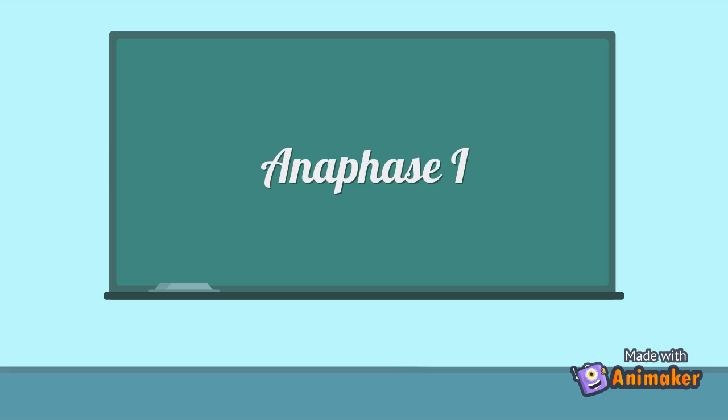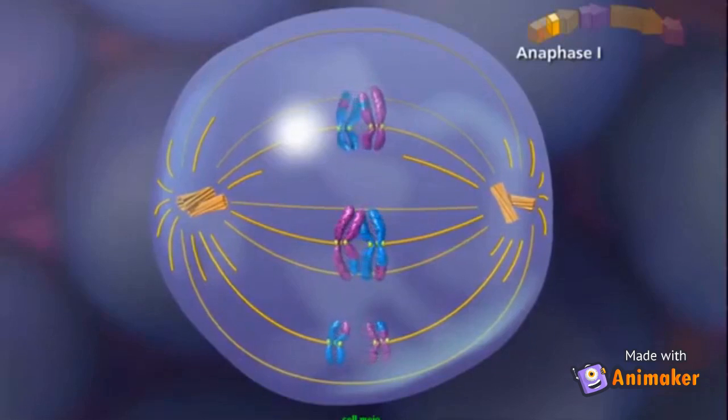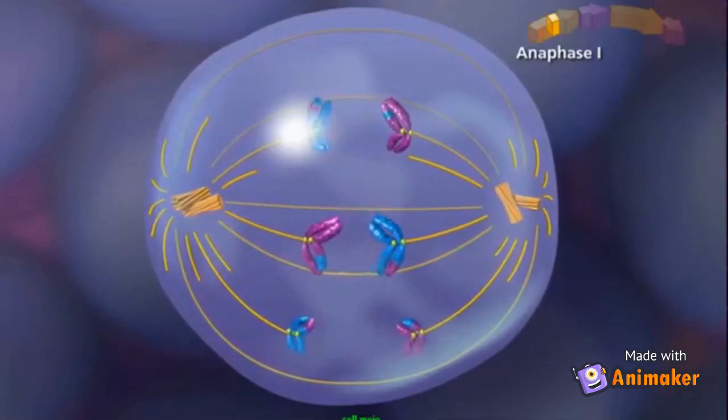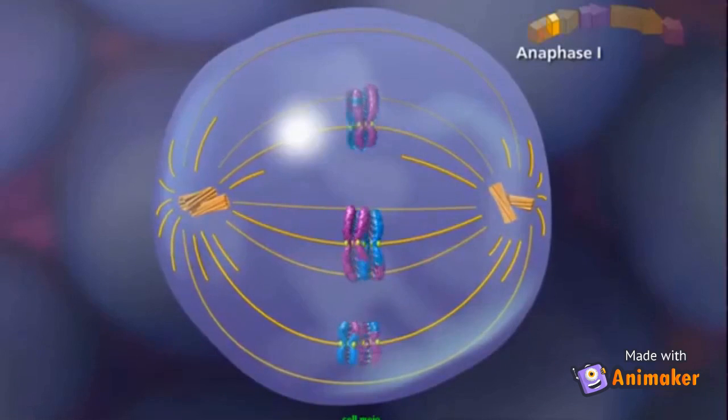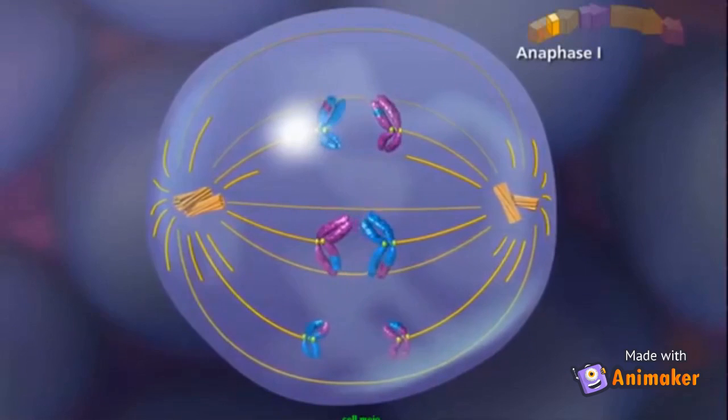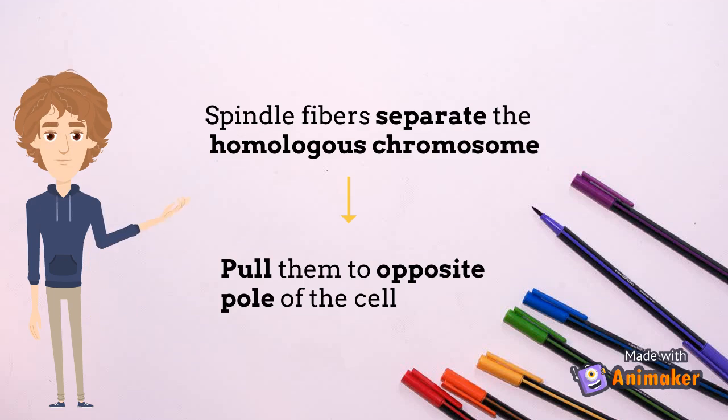The third stage is anaphase 1. During this stage, homologous chromosomes separate to opposite ends of the cell. So basically, this is the flow for anaphase 1. First, the spindle fibers separate the homologous chromosomes and then pull them to opposite poles of the cell.